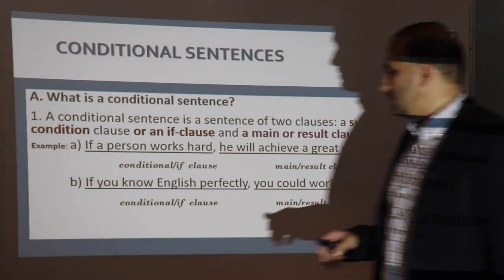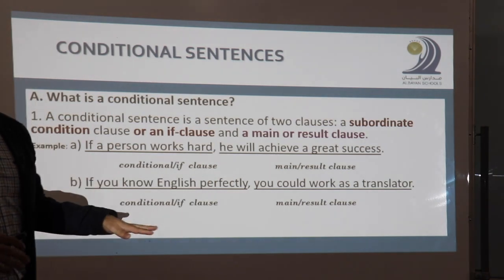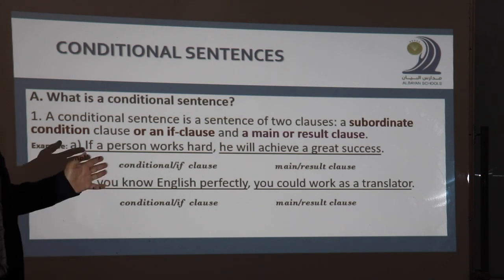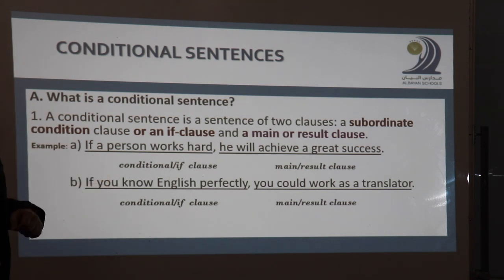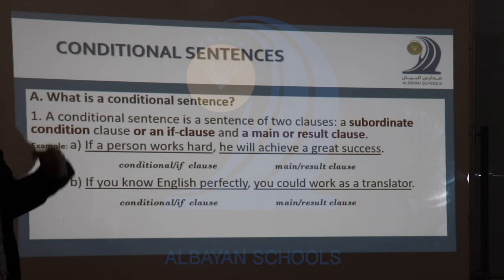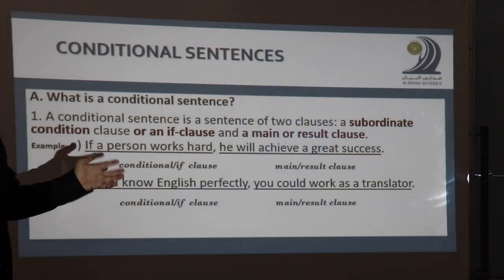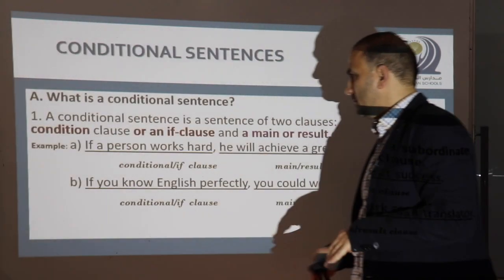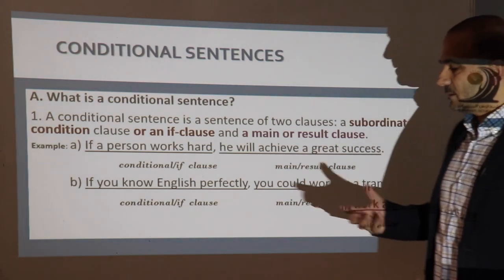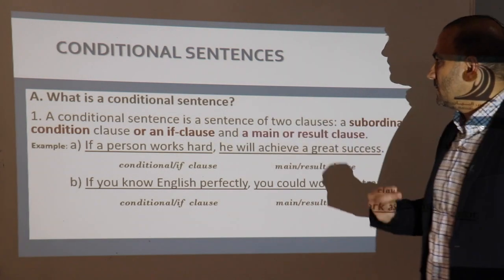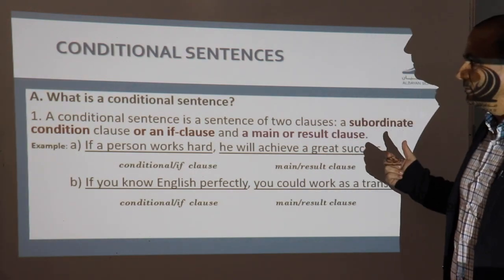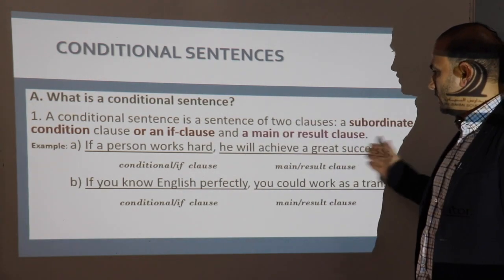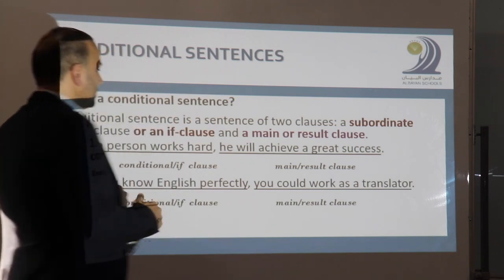A conditional sentence is a sentence of two clauses: a subordinate clause, the conditional clause or if clause, and a main or result clause. You know from previous classes that we have the dependent and independent clause. Let's go back in our memory to shed light on these clauses. The conditional sentence has these two clauses: the subordinate one that begins with if, and the main clause that shows the result of that conditional part.